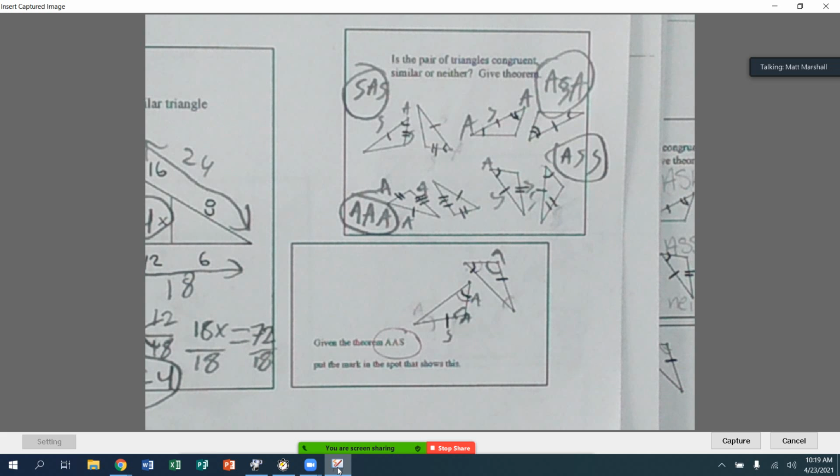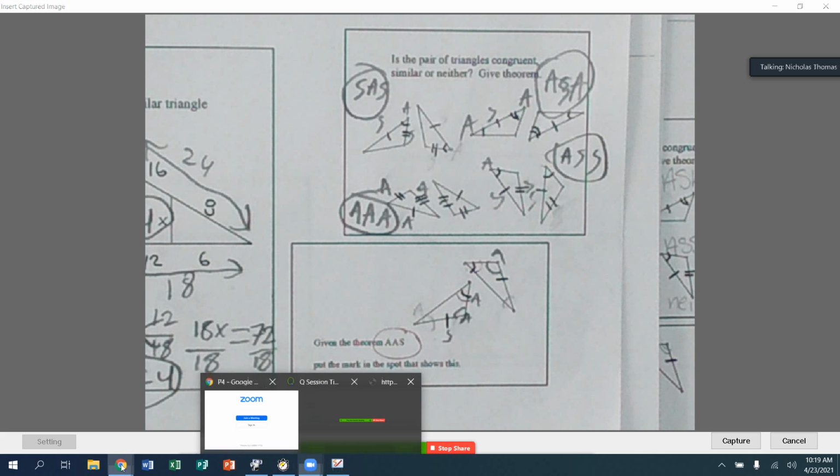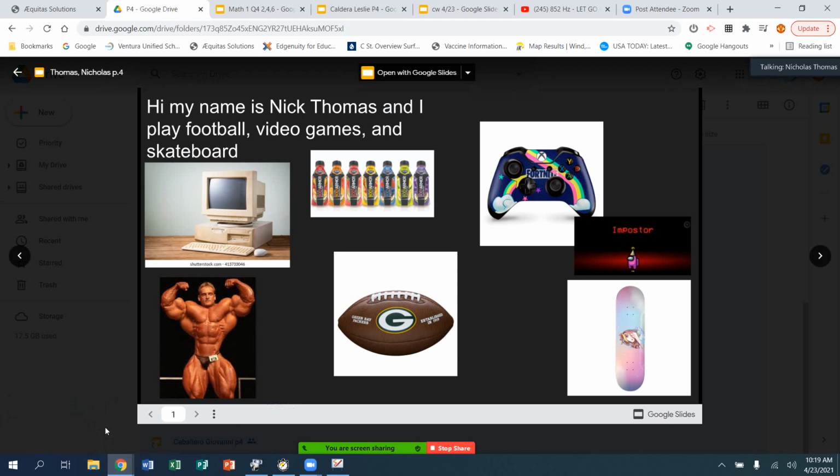Do you know the congruent symbol that we use? Yeah. What is it? It's equals to one with a squiggly line on top of it. Nicely done. Good job, done. And you guys did. Good job, Nick.